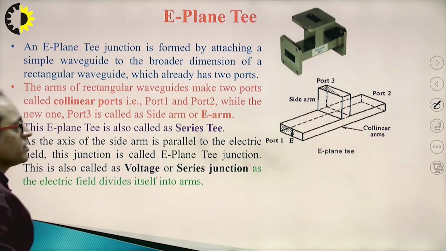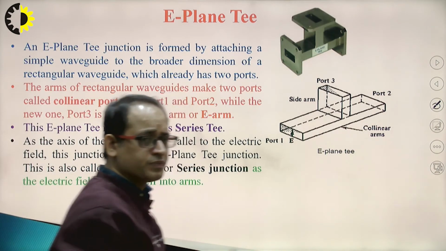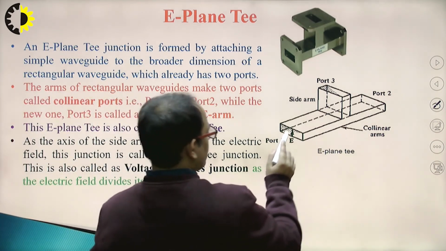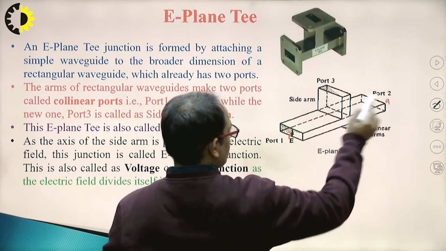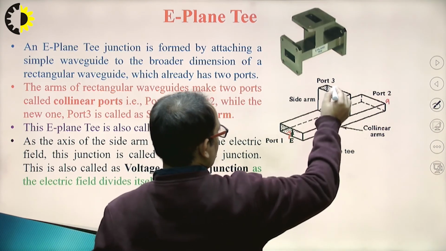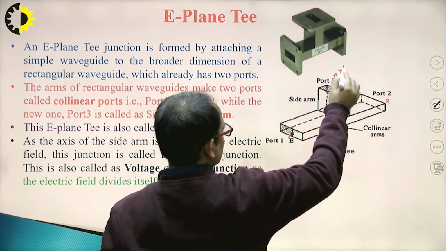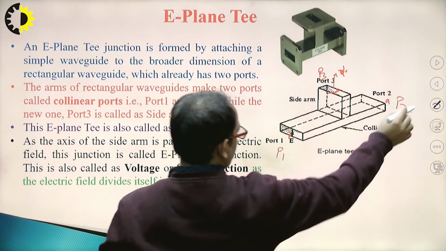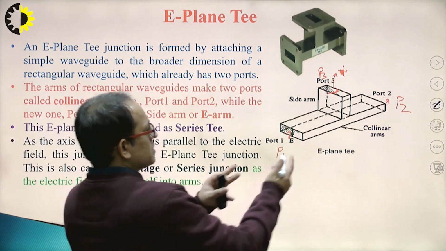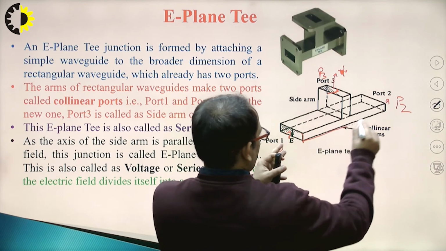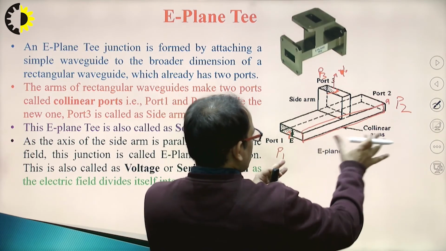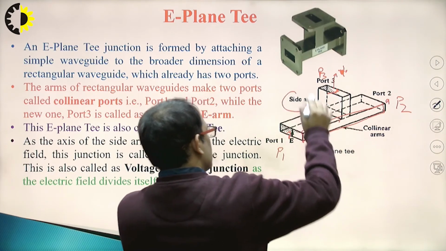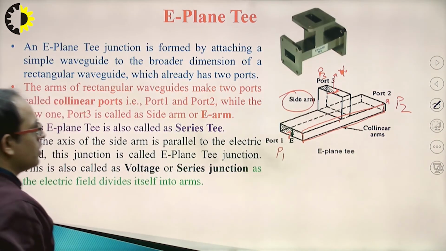Clear? Now for the E-plane T, if I want to calculate the scattering matrix for the E-plane T, I have already told you what is E-plane T. If I say this is input 1, this is input number 2 and this is port number 3, that is P3, P1 and P2. Clear? And these ports are in the same plane, that is known as the collinear arm, and this arm is in a different plane, that is known as the side arm. Clear?